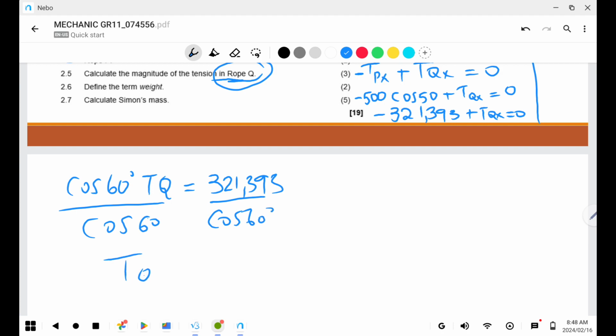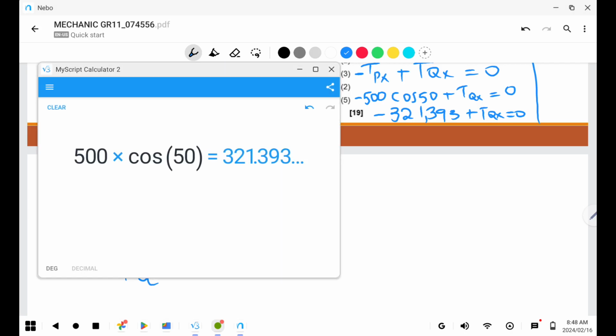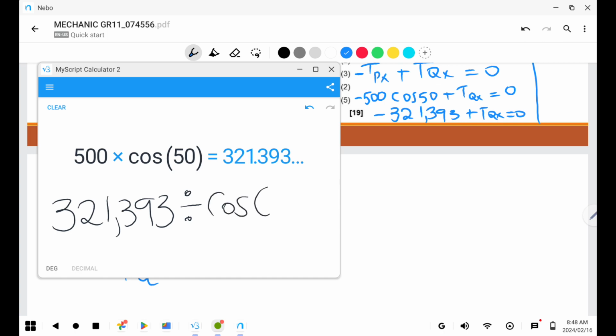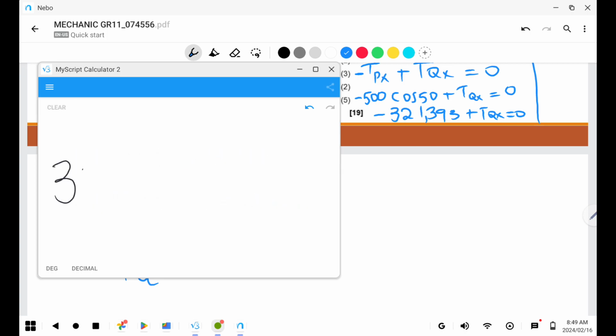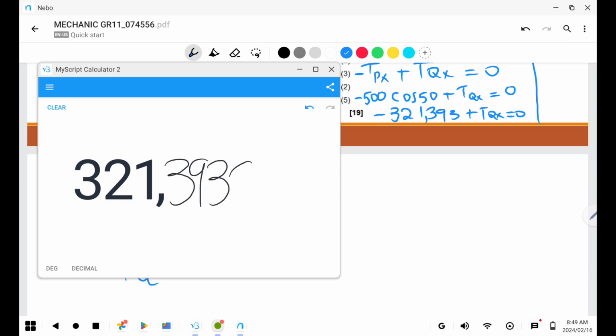And I expect the tension in Q to be greater than 321 because this is the hypotenuse, the longest side of the triangle. So let us say, calculator, 321,393 divided by cosine of 60 degrees. Really? I don't trust it. 321,393 cosine of 60. Much better.